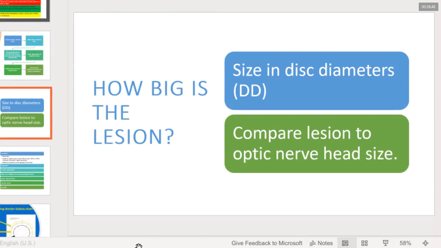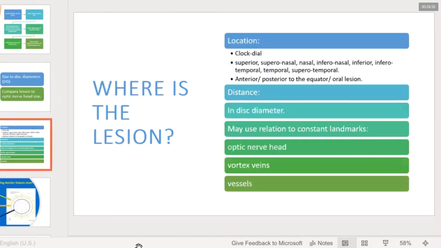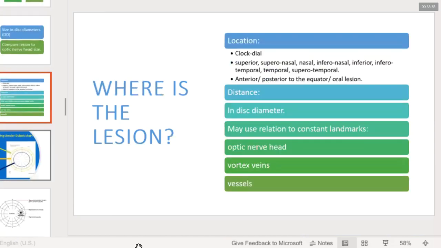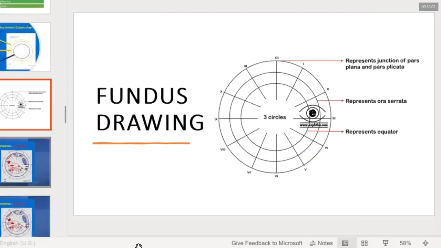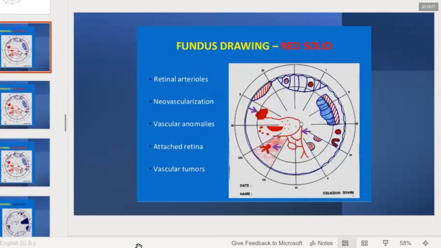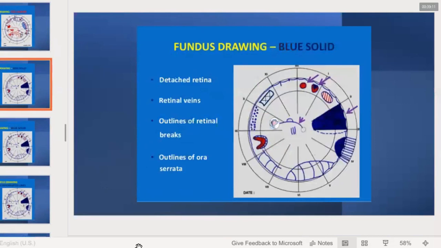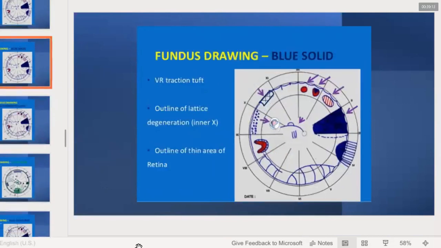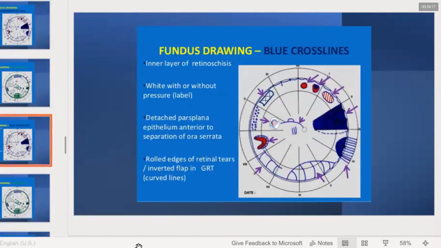As for the lesion, usually we use the disc diameter as the gauge to say how big the lesion is. And as for the lesion, when we draw, we can really pinpoint the location of the lesion. I think this one is for you to see later. There's a lot of things to see over here.